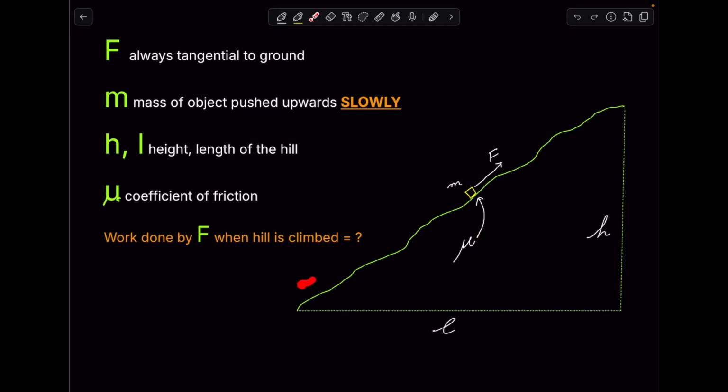So you can see that the surface is irregular. And the coefficient of friction between the object's surface and the ground underneath is mu here. So what is asked is, what is the work done by this force F when the object climbs the hill? So when it goes from here to here slowly, what is the total work done by this force? Let's solve the problem.